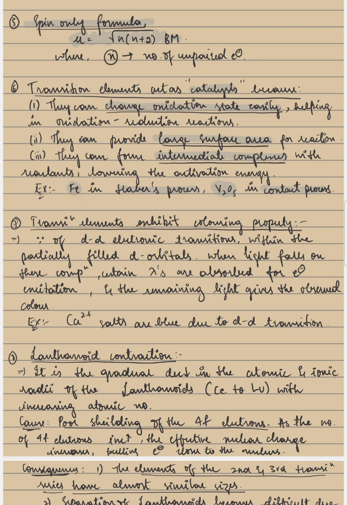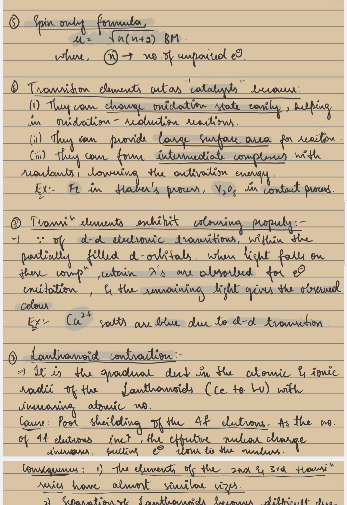Transition elements exhibit colouring properties. Why? Because of d-d electronic transitions within the partially filled d orbitals. When light falls on these compounds, certain wavelengths are absorbed for electron excitation, and the remaining light gives the observed color. Cu+2 salts are blue due to d-d transitions. What is lanthanide contraction?